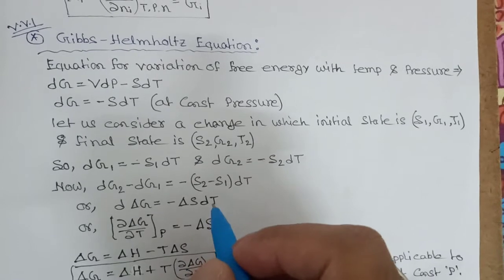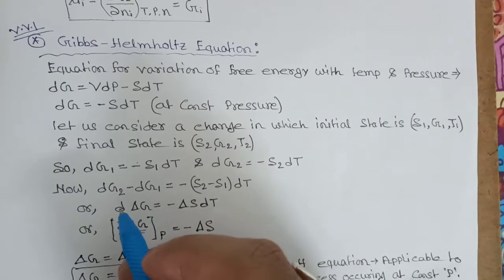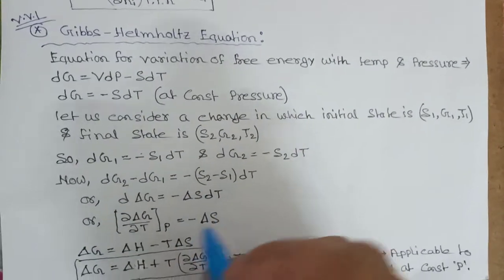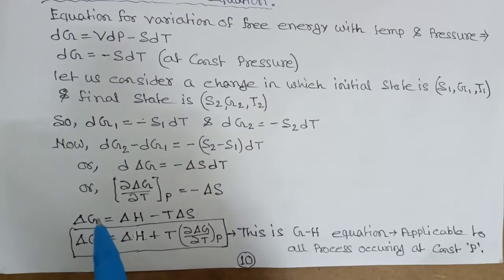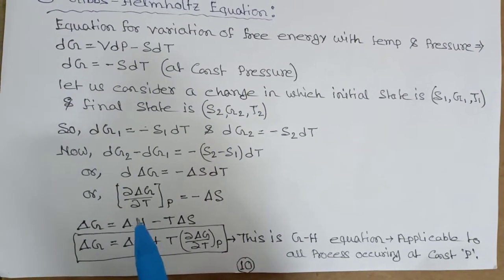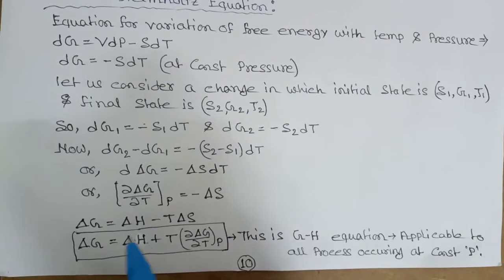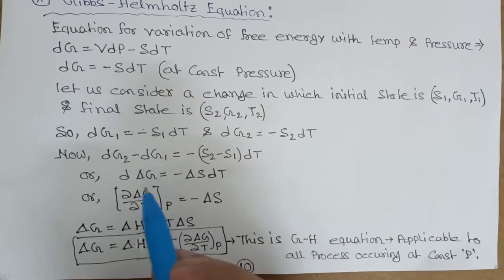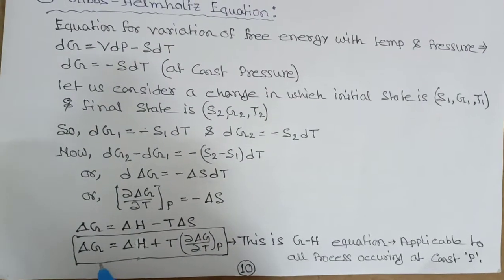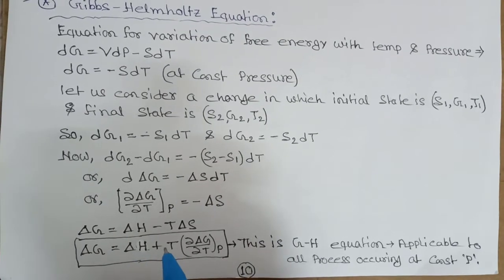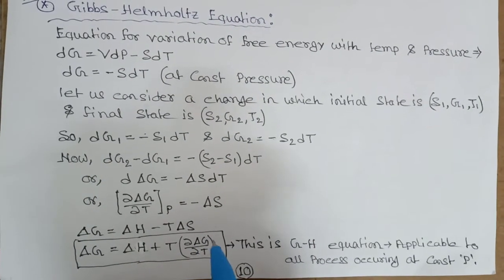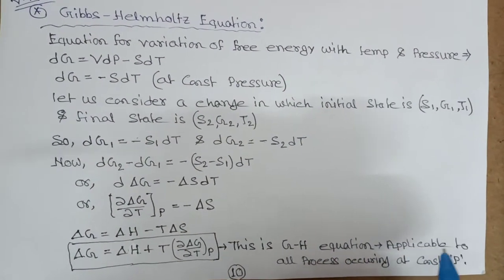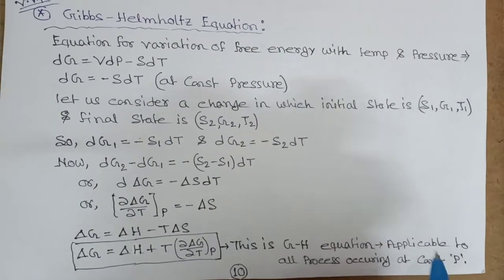So when this dT comes to the below side, we write (∂ΔG/∂T) at constant P is equal to minus ΔS. Now we know from the Gibbs free energy equation that ΔG is equal to ΔH minus TΔS. So ΔG is equal to ΔH minus T, and in place of ΔS we will put this one. So the final equation will be ΔG is equal to ΔH plus T(∂ΔG/∂T) at constant pressure. This is the Gibbs-Helmholtz equation, and this equation is applicable to all processes occurring at constant pressure.